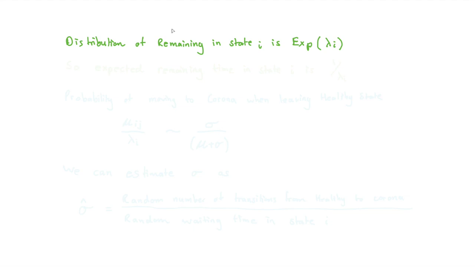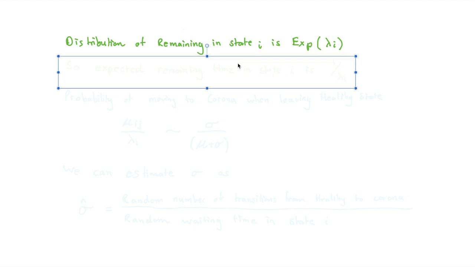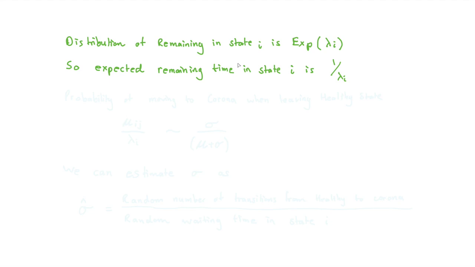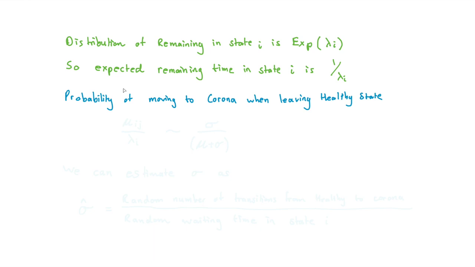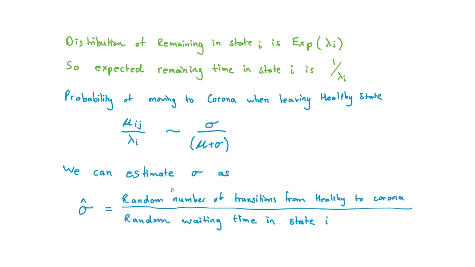And because it's exponential, we know quite a few things about it. For instance, we can now calculate the expected remaining time in state i is going to be equal to 1 divided by lambda i. Now, the probability of, let's say, moving to corona when leaving the healthy state is given by the following formula: the rate of getting coronavirus divided by the force of mortality plus the rate of getting the coronavirus. We can then also estimate these rates using the following formula: the random number of transitions from healthy to corona divided by the random waiting time in state i.